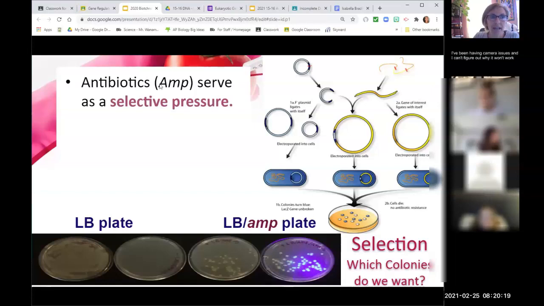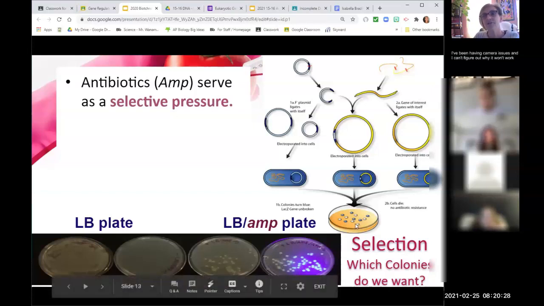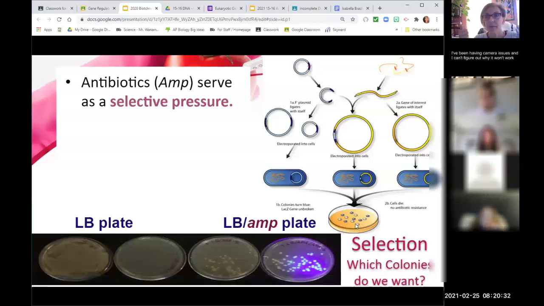Okay, so we're going to use antibiotic resistance. So if they're resistant to penicillin, for example, we're going to use penicillin on our growth plates. Those that have taken up the plasmid that allows them to be resistant to penicillin and therefore make insulin are going to survive. Those that didn't take the plasmid up and therefore aren't resistant and can't make the insulin, they're not going to survive.